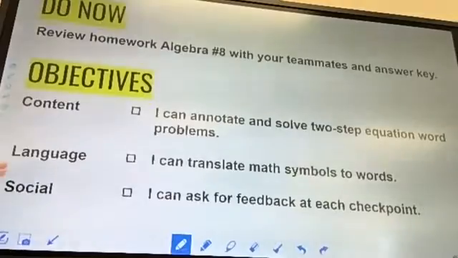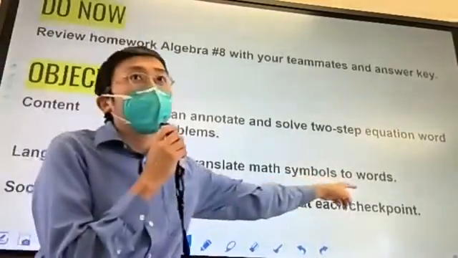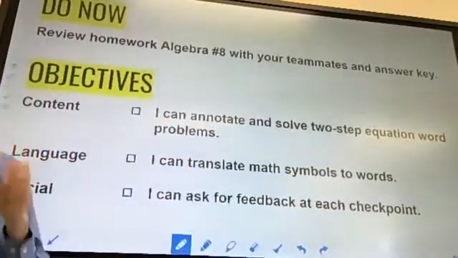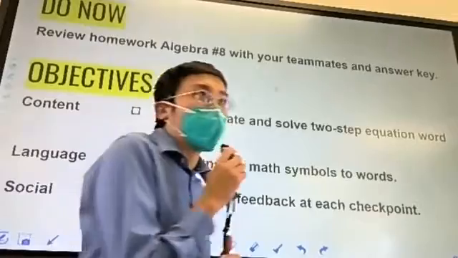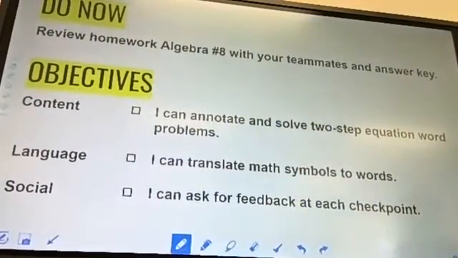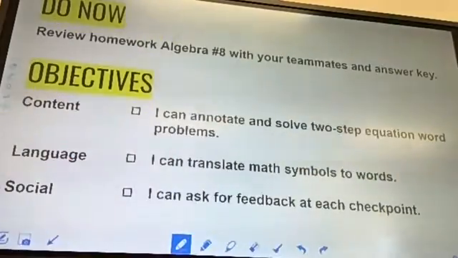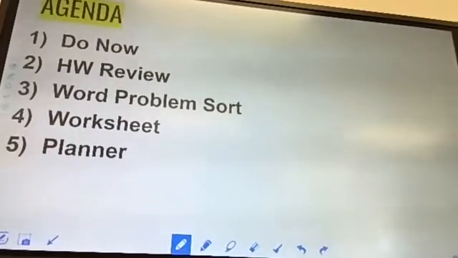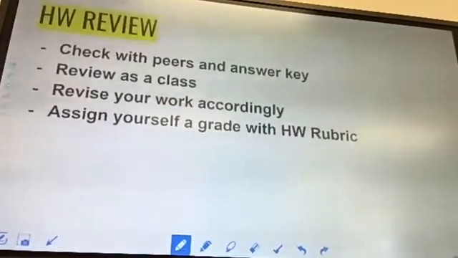The objective is I can translate now symbols to words. So for each operation, each number, each variable, we're translating them into words so that we understand how word problems connect with equations. And the social objective: I can ask for feedback at each checkpoint. For today's agenda, we will do homework review, then a word problem sort within your team, followed by the worksheet and pattern. So we're going to start with homework review.